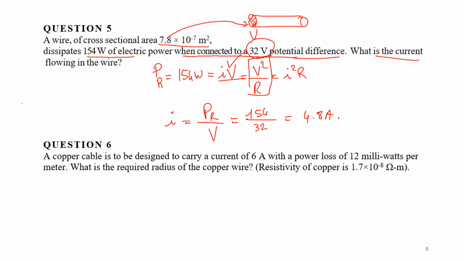Second question. A copper cable is to be designed to carry a 6 ampere current. I gave you the current. I is equal to 6 amp.